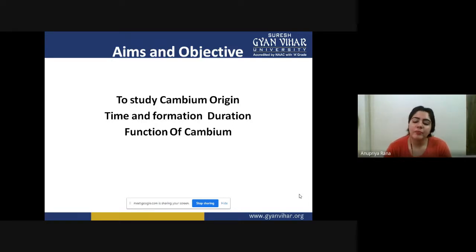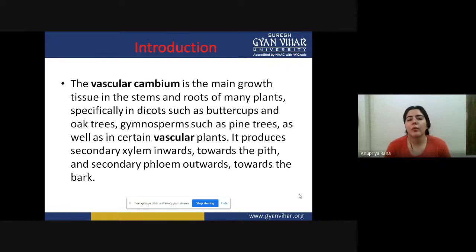So now we will see. Very first, a general introduction of the vascular cambium: it is the main growth tissue in the stem and root of many plants, especially in dicots. Why are we saying especially in dicots? Because only dicot plants are responsible for secondary growth. That's why we call it the main growth tissue inside dicots, because for the whole lateral growth, the vascular cambium is a necessary thing.